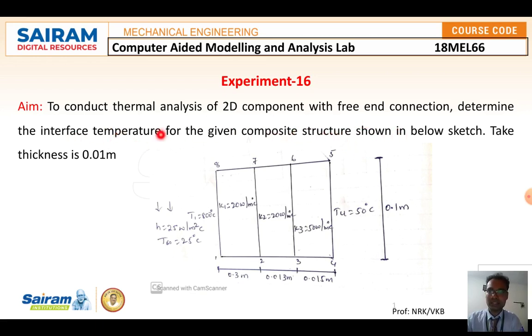Take the thickness of this wall as 0.01 meter. Look at this. This is a composite wall of a 2D plate. Here three layers are there. This is the first layer, second layer and third layer.